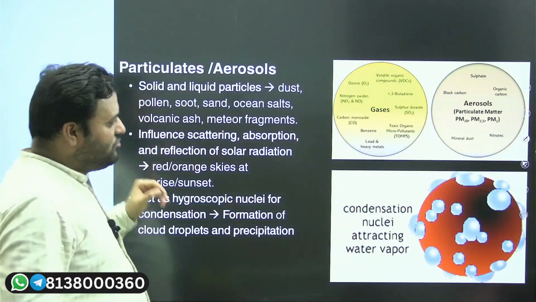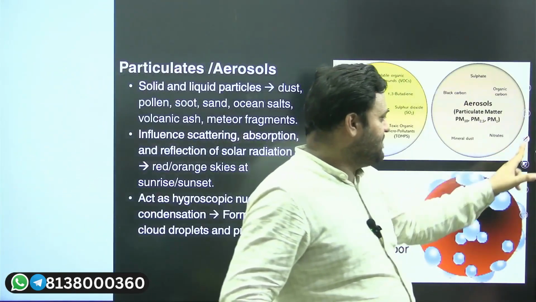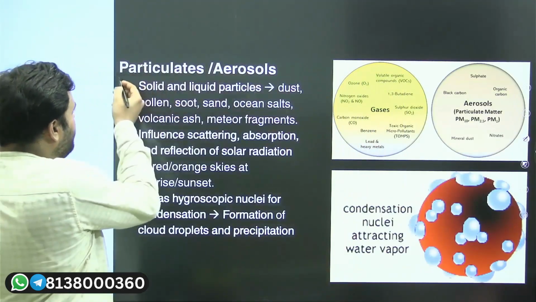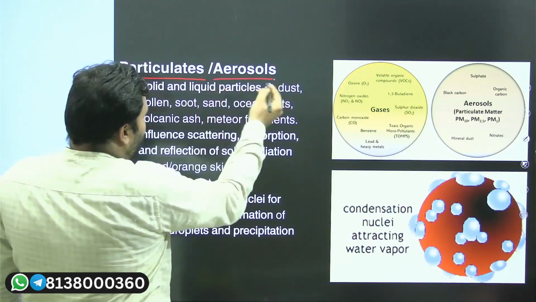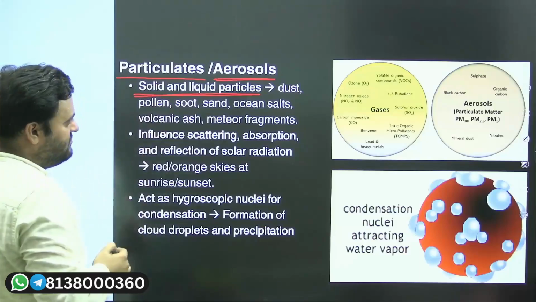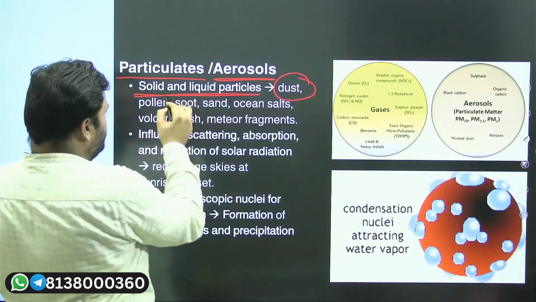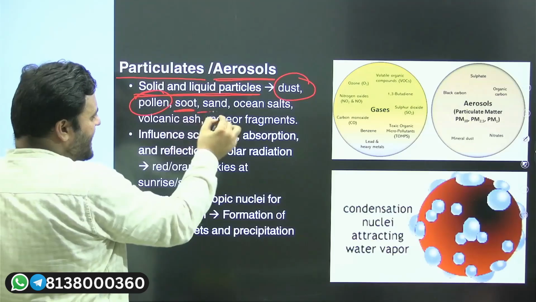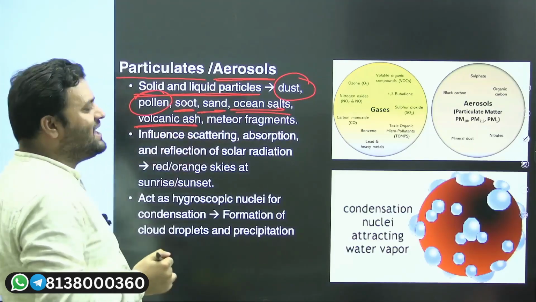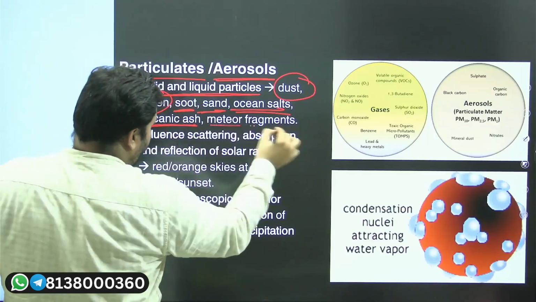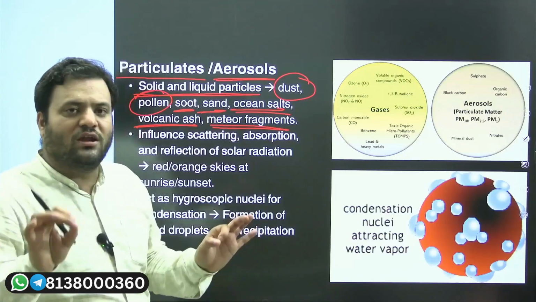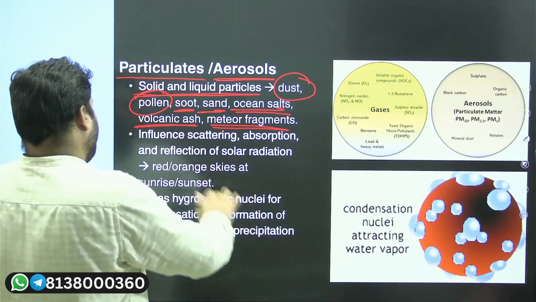Then we also have some solid particles in the atmosphere. We also have what? Some solid particles in the atmosphere, and they are known as particulates and aerosols. So solid and liquid particles could be dust, pollen, soot, sand, ocean salt, volcanic eruption and volcanic ash, meteor fragments. They would be termed as what? Some sort of solid particles in the atmosphere.